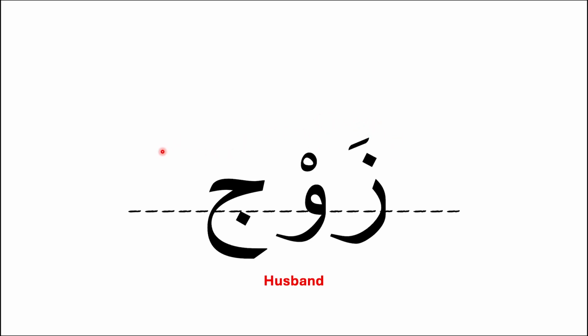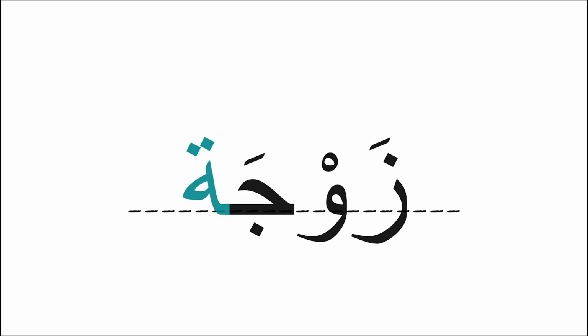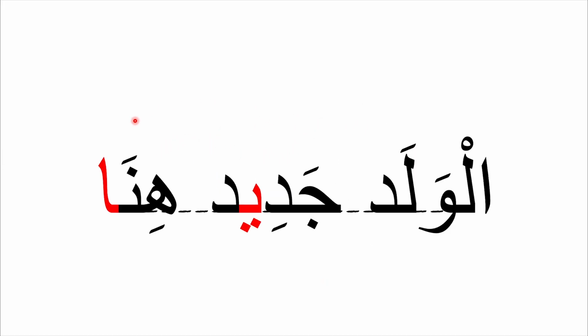Another example, we have this word, which is zawj. And zawj means a husband, or maybe you can think of it as a male spouse. And then if I want to say a wife or a female spouse, that would be zawja with a ta marbuta.